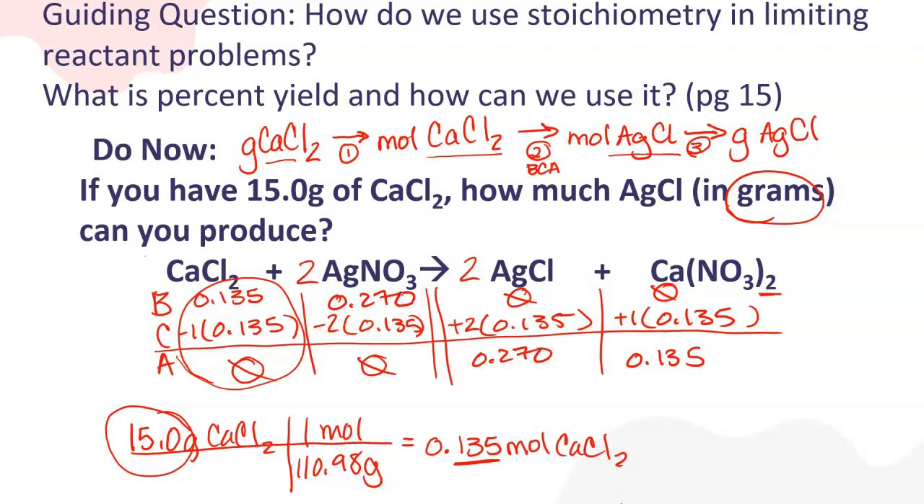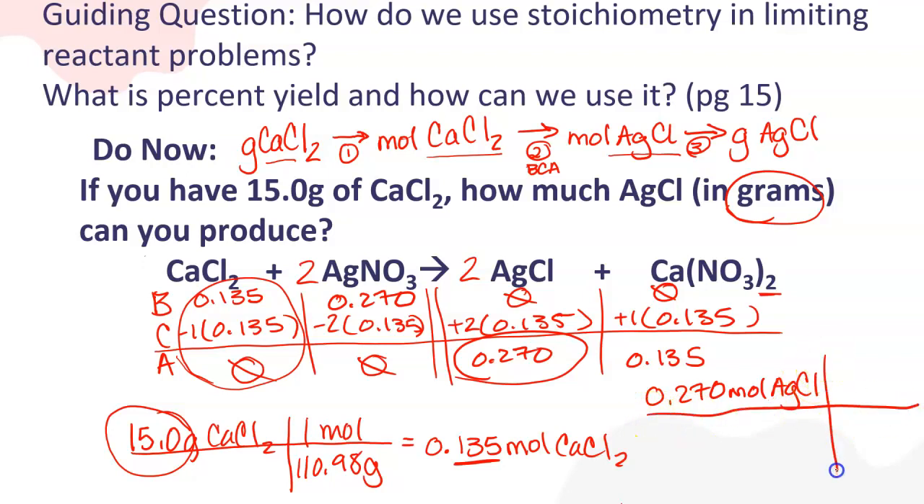What did our problem ask us for? AgCl. So I have moles of AgCl here, or silver chloride. Okay, and I said I wanted grams, so I need to change it. How many moles? No, that's the balanced equation. So 1 mole has what mass?